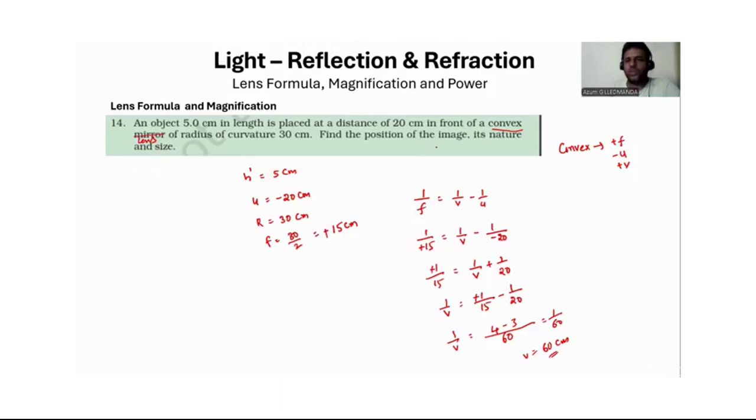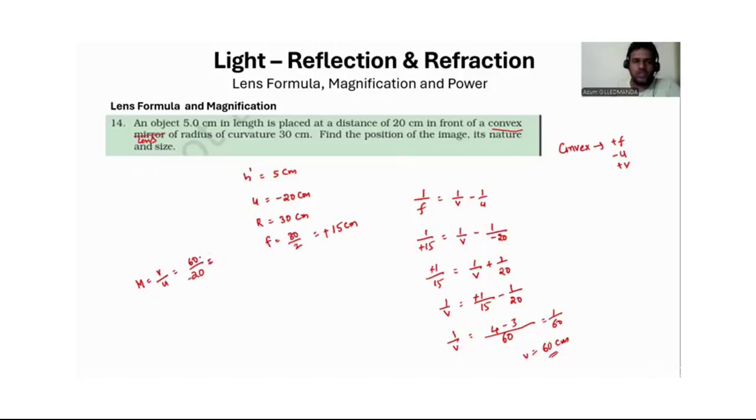So what's the position of the image? That is V. V is 60 centimeters. Its nature and size. What is the size of the image? For the size of the image, what we need to do? We need to find magnification, that is V by U. What is V? 60. By what is U? 20.